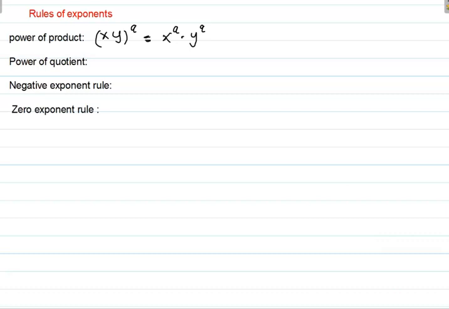Next is power of quotient. If it is a quotient, (x over y) raised to a, again you can say the power gets distributed to the top as well as to the bottom, to the numerator as well as to the denominator.